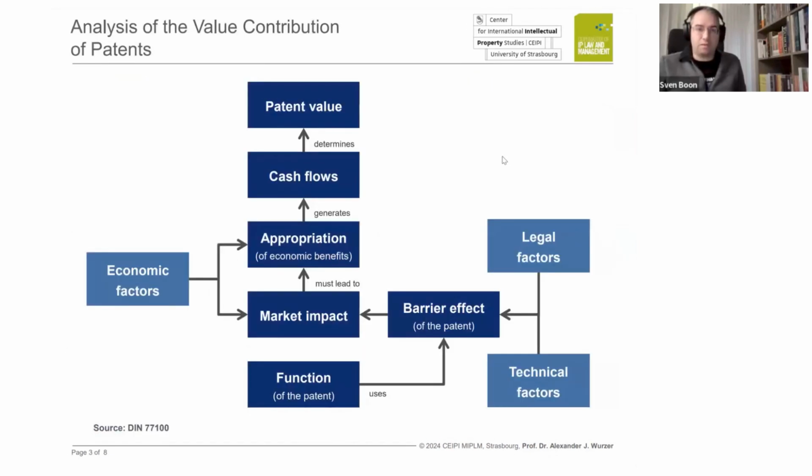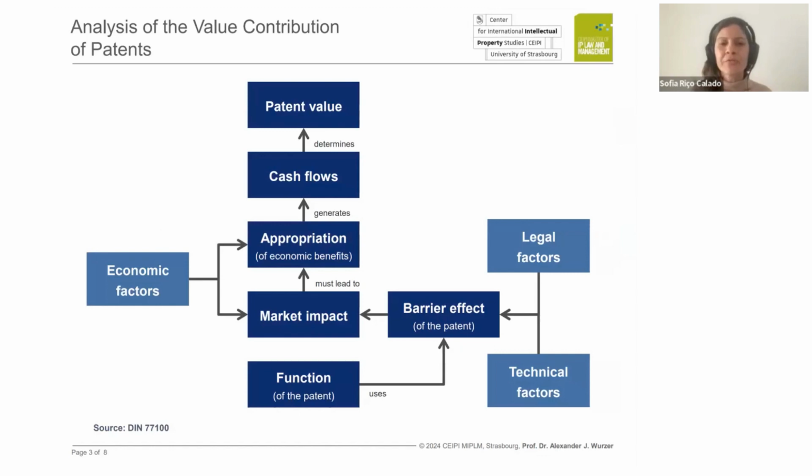When we go to the analysis, taking into account what Sven just explained in terms of IP strategy and IP valuation, we should remember that a patent, like any IP right, has a function, for example, protection function or blocking function, and that leads to a barrier effect. The barrier effect will be influenced by legal factors or technical factors.